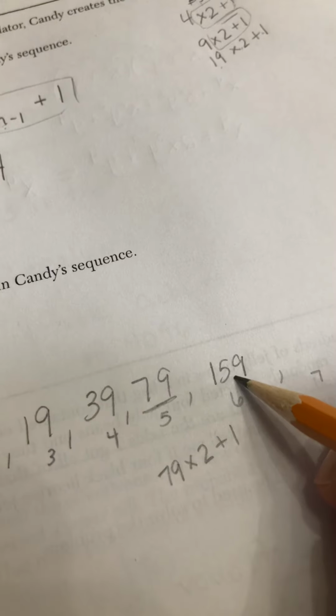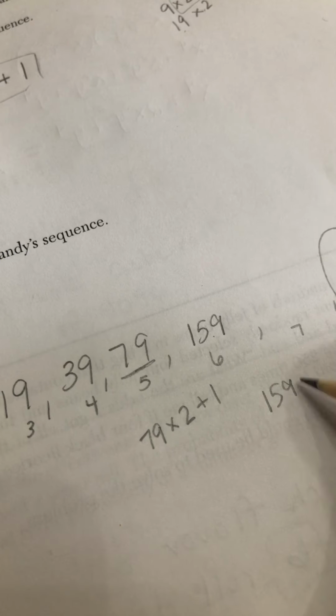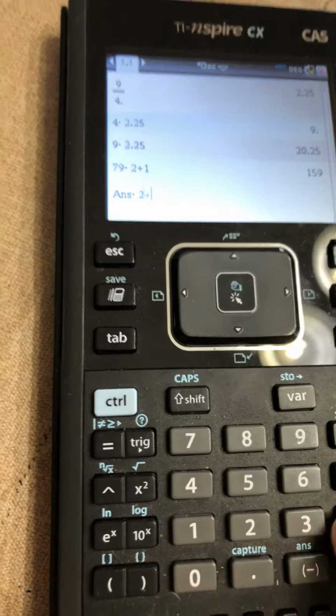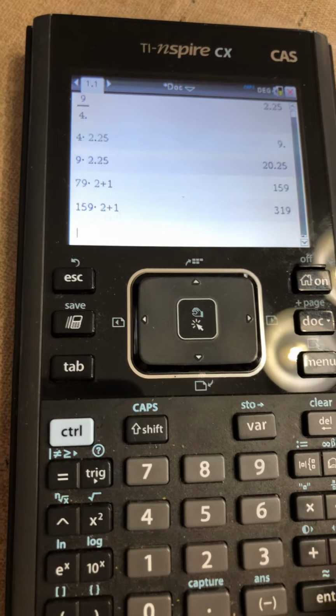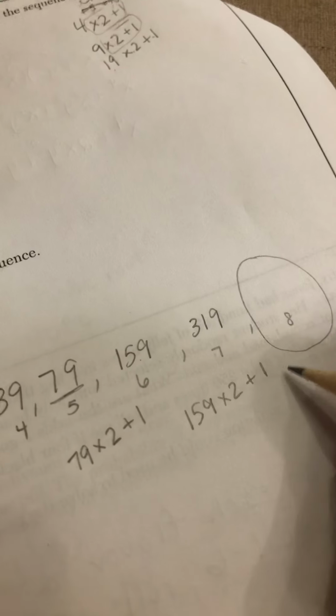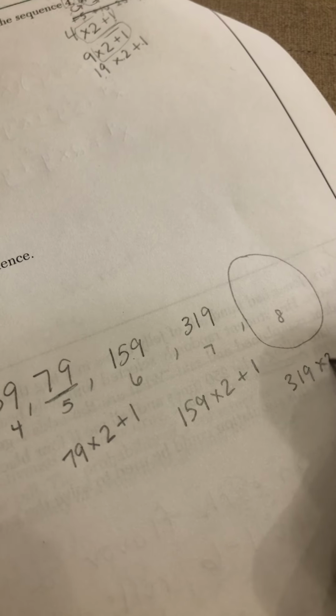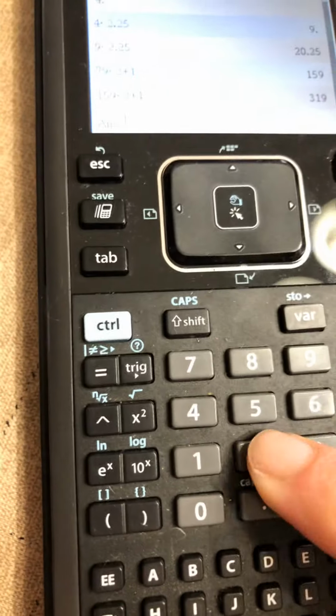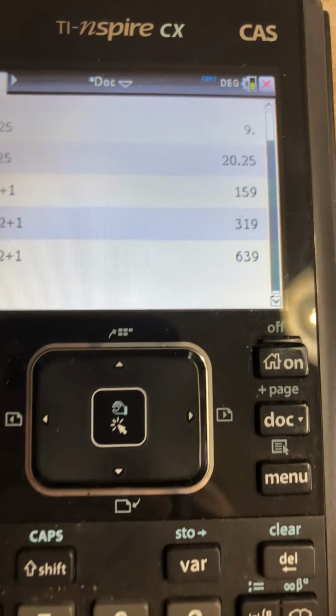Now I'm going to take this number, 159, times 2 plus 1. That's 319, the seventh number. Then I'm going to take 319 times 2 plus 1. Times 2 plus 1 is 639.